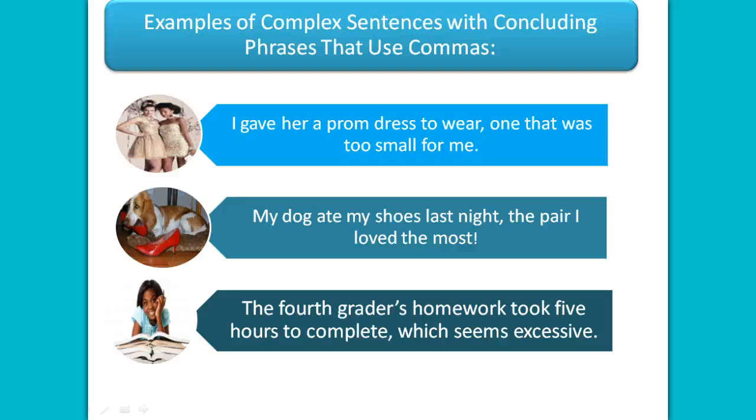Our last example shows us the fourth grader's homework took 5 hours to complete, which seems excessive. Again, the clause, which seems excessive, has a subject, which, and verb, seems, but it doesn't make sense all by itself. It is tempting to put this by itself because it seems like a new thought, but it's not a thought that can stand by itself, so it has to be connected with the complete thought that went before it. The fourth grader's homework took 5 hours to complete, comma, which seems excessive.